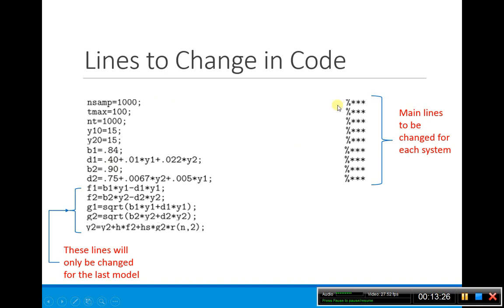These are the main lines to change in the code. You have 9 lines here. Let's see, 1, 2, 3, 4, 5, 6, 7, 8, 9. Some of the things you're going to be asked to change are the sample times, how many times you run it, the maximum time you run it for, the number of time steps, and your initial populations. For your different systems, your birth rate and your death rate are going to change. Here, birth rate and death rate. These last 5 lines will only be changed for the SIS model, so you only have to worry about these on that last model.